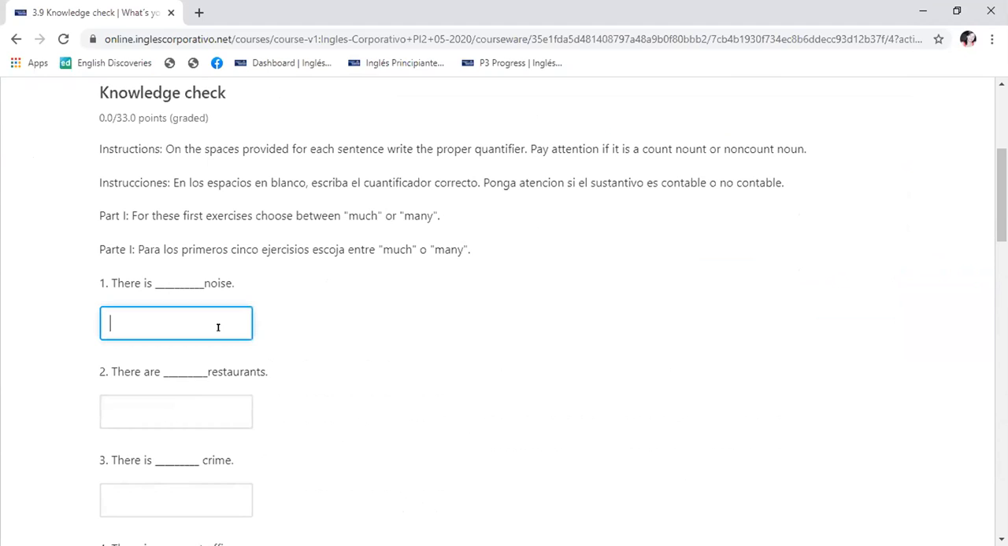For this first exercise, should number one be much or many? There is... Remember, many is for countable, much is for uncountable. There is much. Nice, it is uncountable. Remember, in English, the uncountable words are the words that only have a singular form and don't have a plural form.